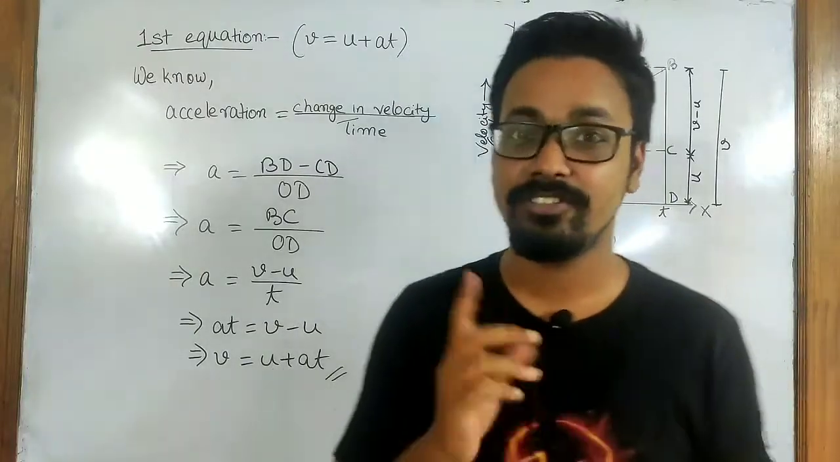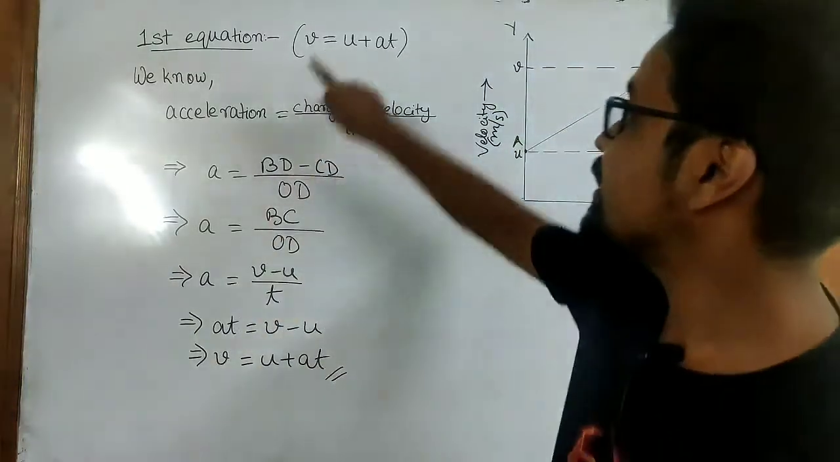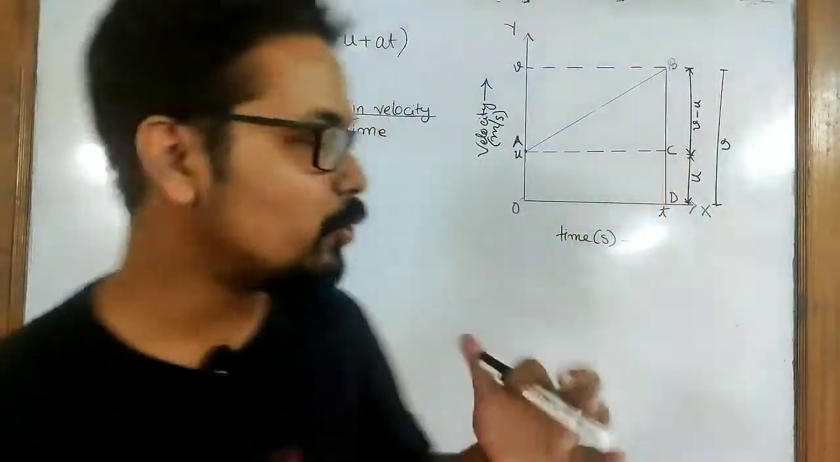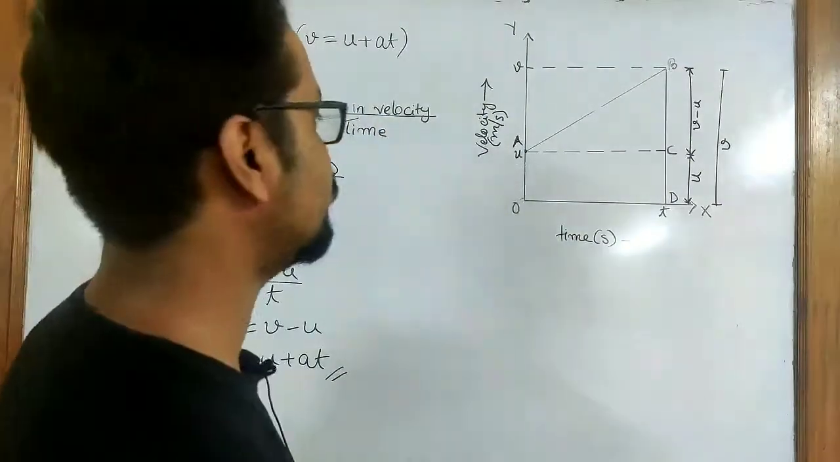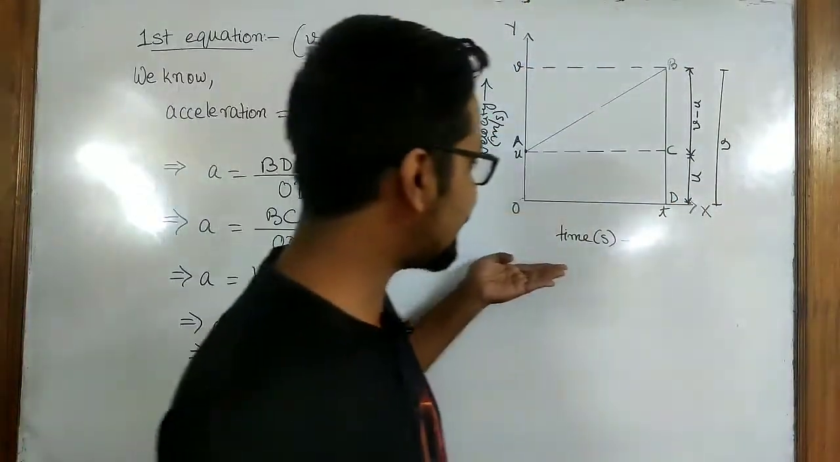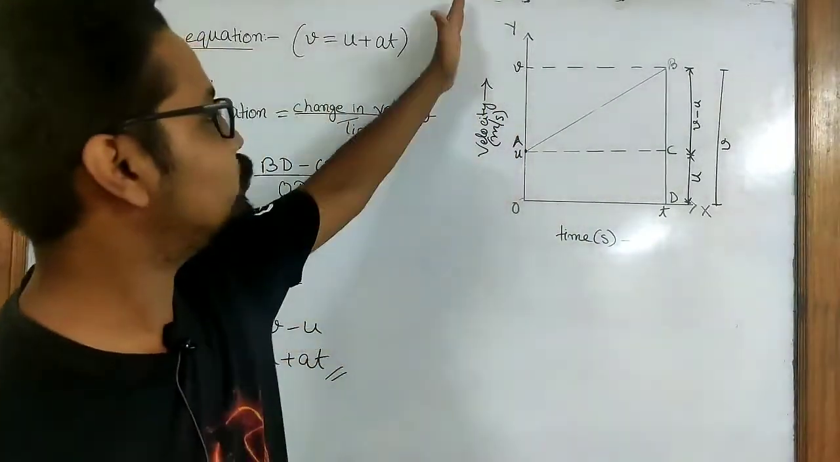So let us start off with the first proof, that is the first equation, which is V equal to U plus AT, and we have to prove this using this diagram. So what do we have here in this diagram? Let's look into that first. We have drawn a graph. This is the x-axis, this is the y-axis. Towards the x-axis we have time, towards the y-axis we have velocity.